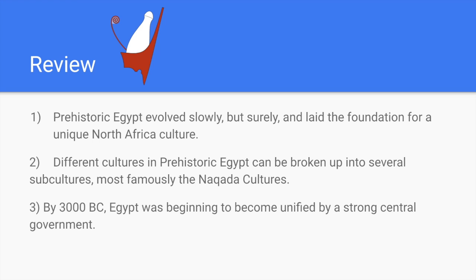And the Nile River allowed for a civilization to develop because it had a very consistent water source, which provided agriculture and food. The second main point was different cultures in prehistoric Egypt can be broken up into several subcultures, most famously the Naqada cultures. Like I said, the Naqada cultures are vital because they basically developed the foundation for Egyptian culture. And the third major point was by 3000 BC, Egypt was beginning to become unified by a strong central government. We're seeing a push to unify Egypt, Upper and Lower Egypt, by one central king.